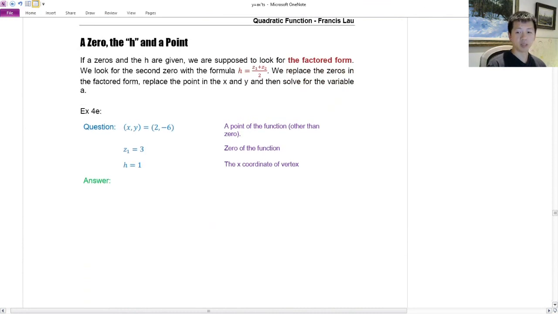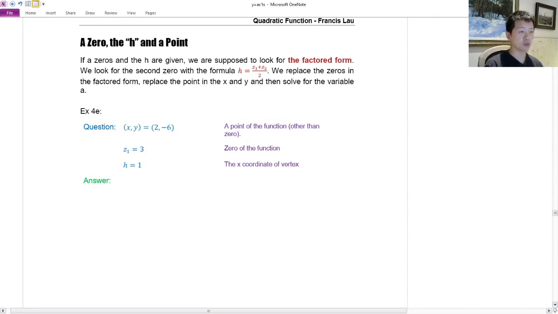Now, another situation. So all this is when you have the situational problem, you found all this information, which way you are going to find your rules, okay? So these are the techniques to solve for your situational problem, okay? Extracting the information is for you to do, to practice, okay? It's very important to practice on that. Now, if I have one zero, the h and a point, what do I do? We're supposed to look for the factor form, okay? And then we need to use h equals the two zeros added together divided by 2, okay? Now let's look at that.